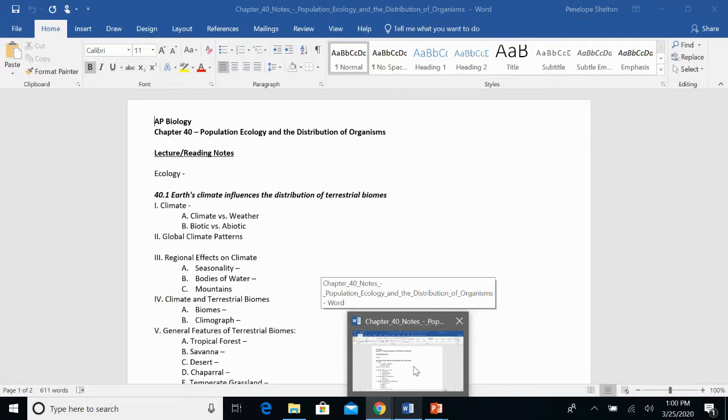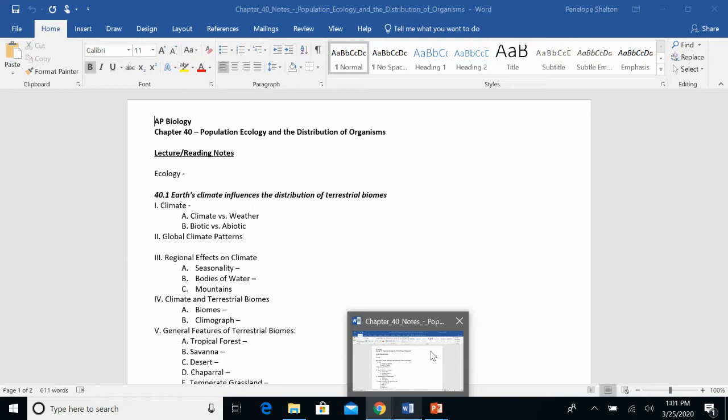We are going to be talking today about Chapter 40, Population Ecology and the Distribution of Organisms. This is the beginning of Unit 8 on ecology, the last unit of the AP Biology curriculum. There are 4 chapters that we're going to be covering here: chapters 40, 41, 42, and 43. Today's lecture, though, is just chapter 40, which actually is about half of the content that you're going to need to know for this particular unit.